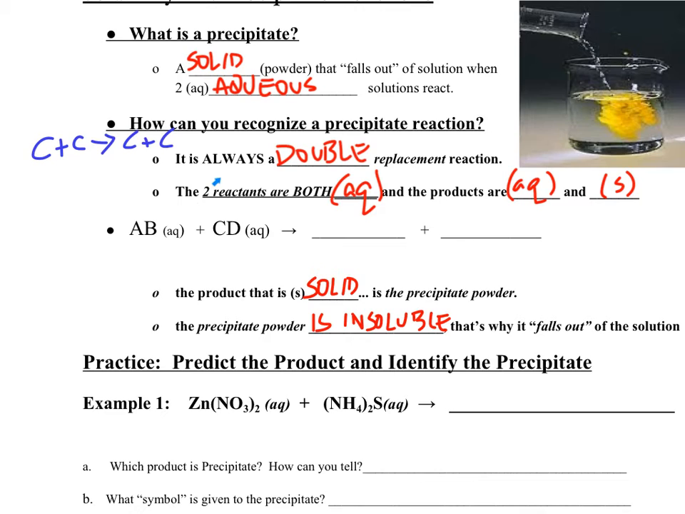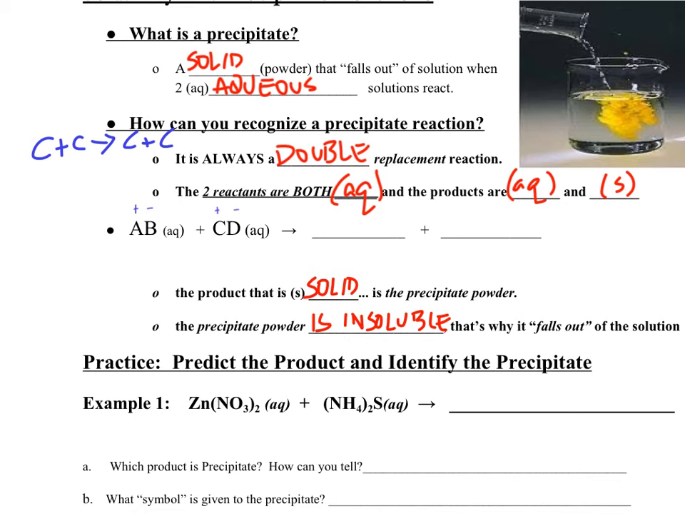Here's an example. I've got reactant AB, which is aqueous, and reactant CD, which is also aqueous. So I can predict that my products, if a precipitate is formed, are going to be one aqueous and the other a solid. What does this double replacement look like? Remember, the first part of each compound is going to be positive, and the second part is going to be negative.